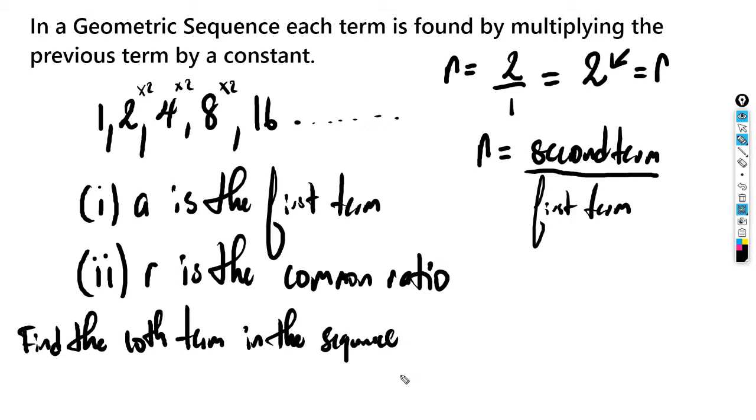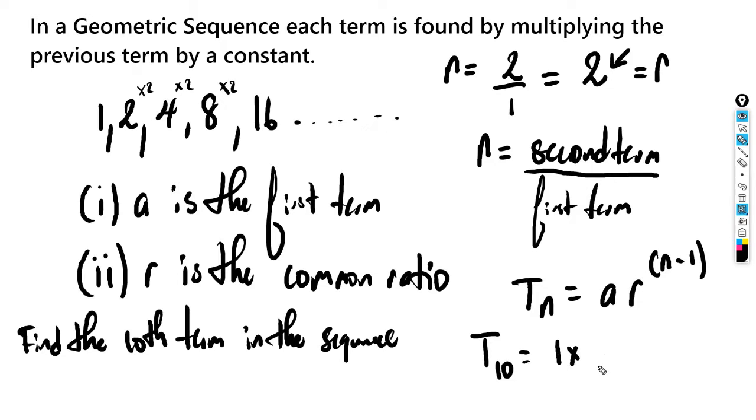We'd have to use a formula, and the general formula is a r to the power of n minus 1. That's how we find it. So to find the 10th term, we'd say t to the 10 is equal to a, which is the first term, 1, multiplied by r, which is 2, to the 10 minus 1. So this would be equal to 2 to the 9, so the 10th term would be equal to 512, which is 2 to the 9.